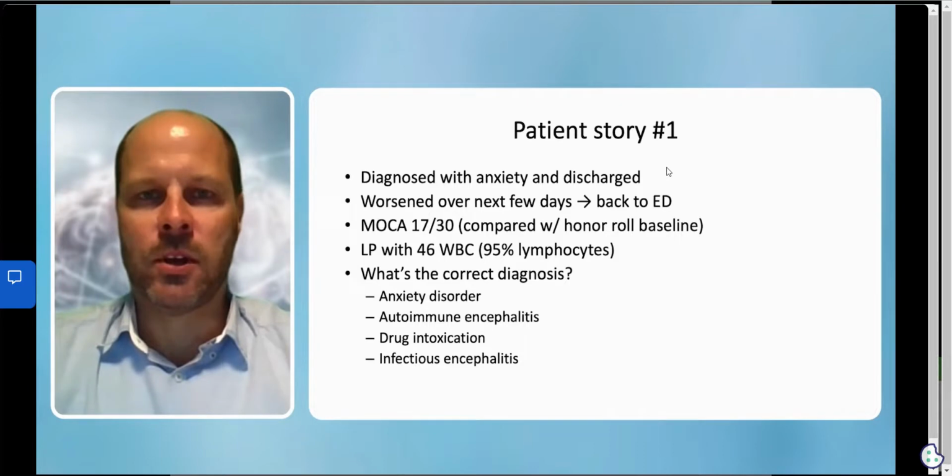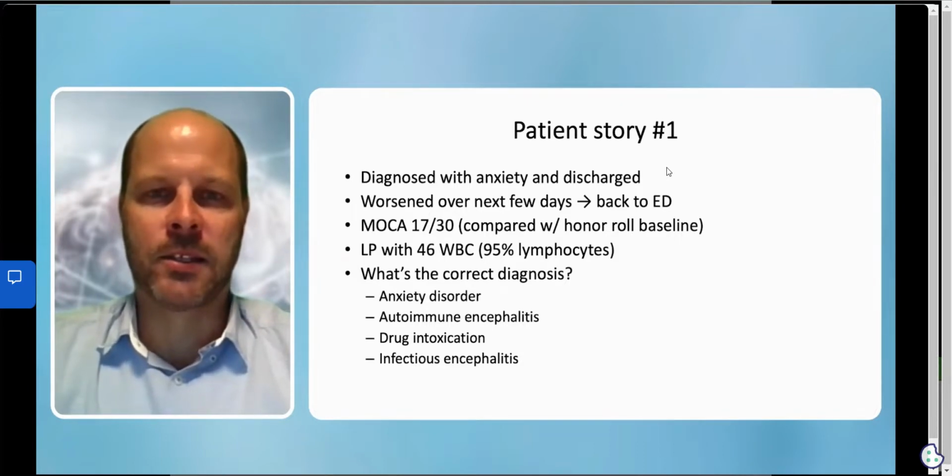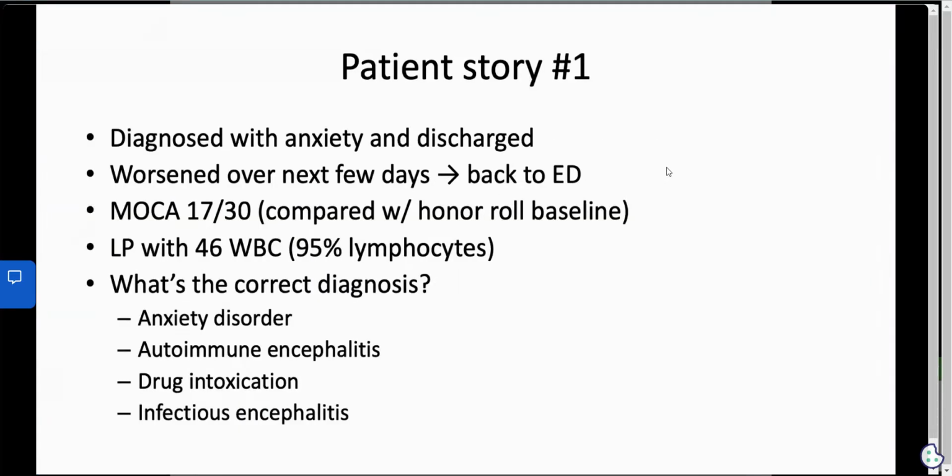Is it 2, autoimmune encephalitis? Certainly possible, and we'll keep that on the list. Is it 3, drug intoxication? Again, very unlikely in the setting of the lumbar puncture results. Or is it 4, infectious encephalitis? We'll keep it on the list, but it seems less likely in the setting of having no fever or other infectious symptoms.